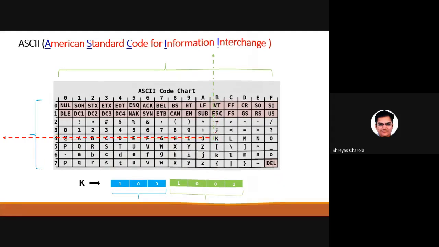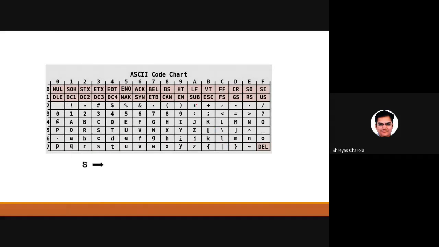Now, for this alphabetical character, you tell me what should be the binary bits. It's a capital S, it's not a small s. Write down the answer again in the chat box for this capital S.